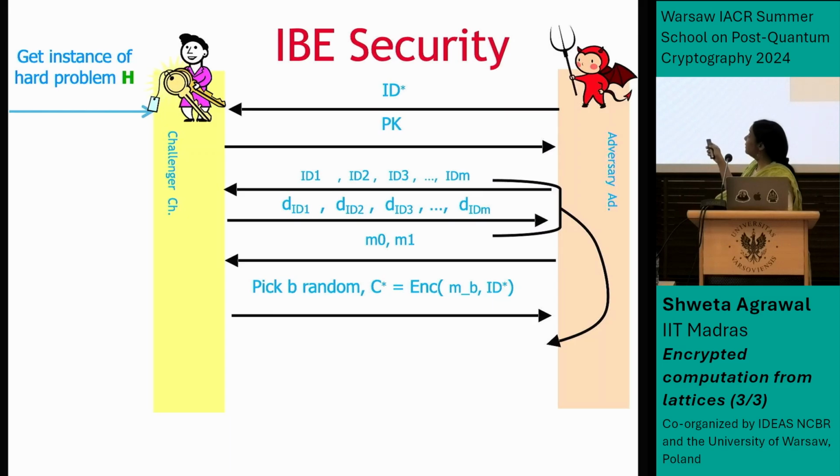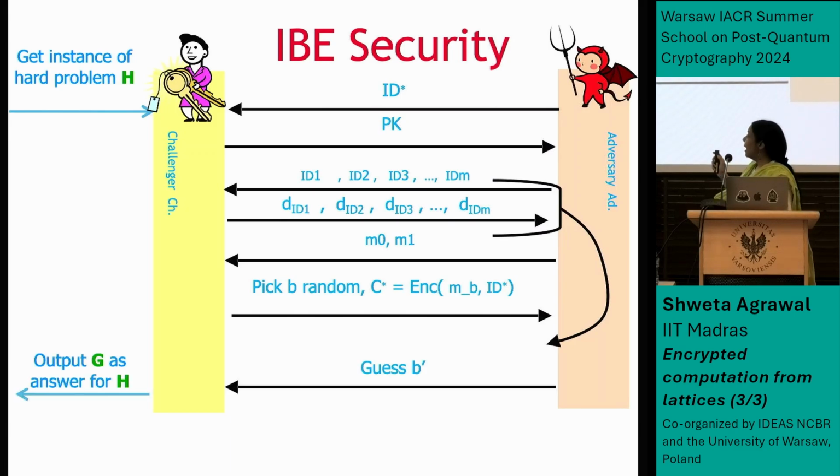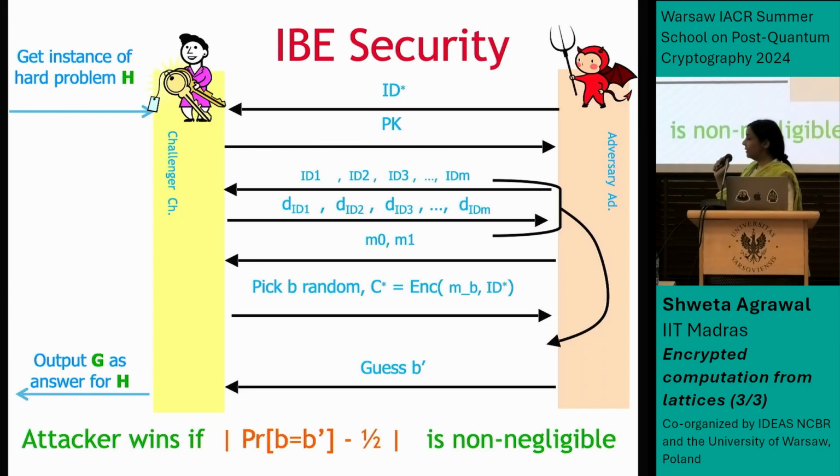So the attacker gives M0, M1, gets a challenge ciphertext. This is going to be under the challenge identity ID star, and then it will guess B. And the reduction or the challenger, of course, is going to use the attacker to solve some hard problem which it received over here. And we'll say that the attacker wins if it can guess the bit B with probability non-negligibly better than half. So this is the security definition.